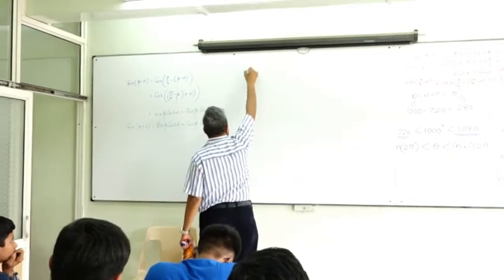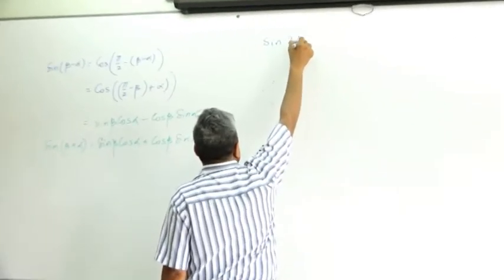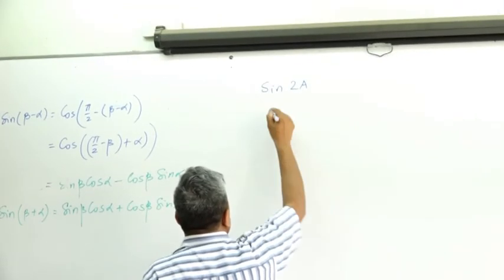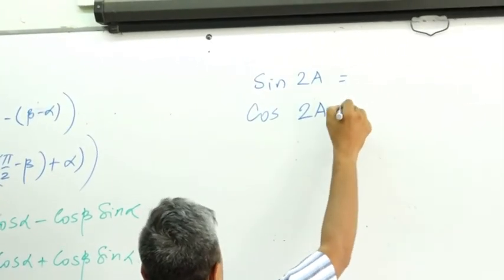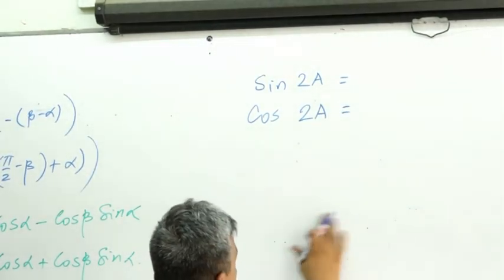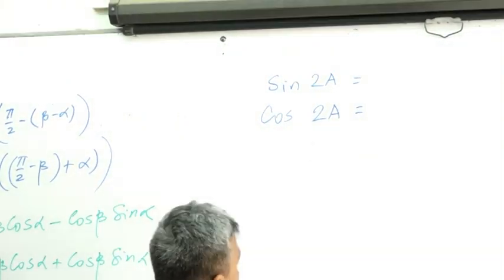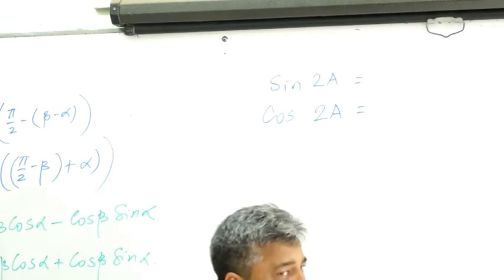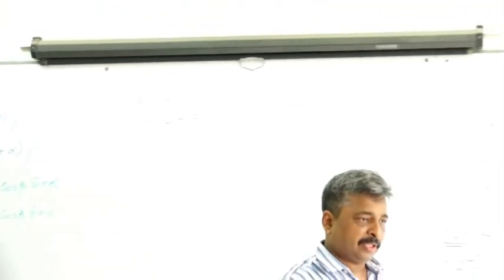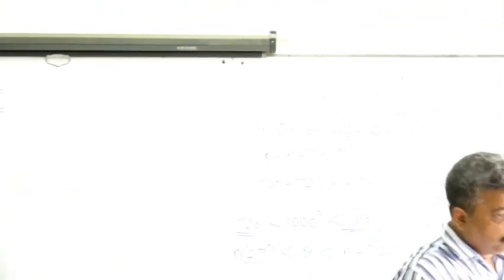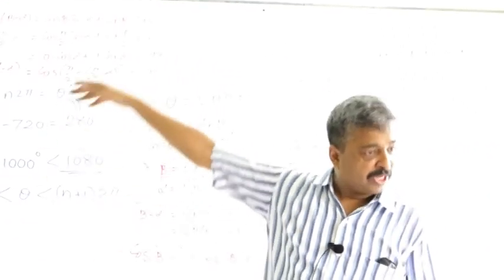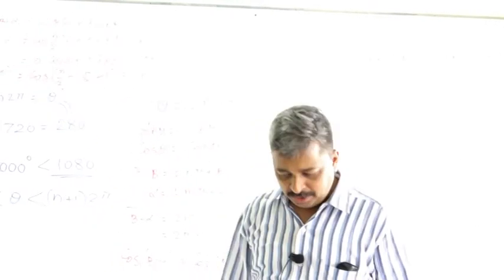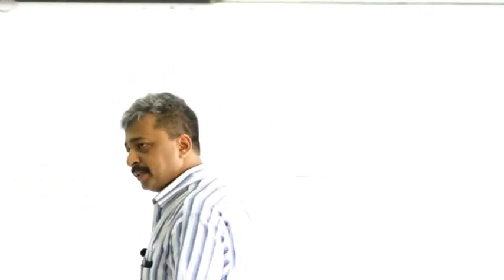To find out what is sin 2A, what is cos 2A. What is sin 2A? It is sin(A plus A). Do we know sin of something plus something? Cos of something plus something. So sin 2A should be doable. Just start doing it. Sin 2A.